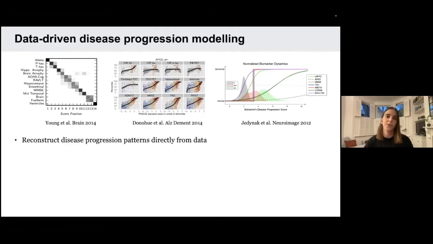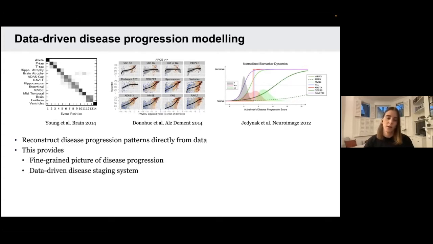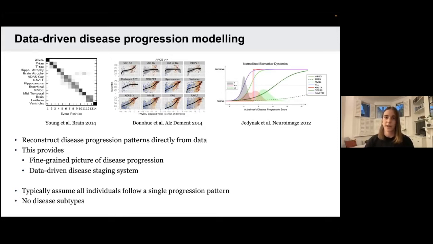So data-driven disease progression modeling is a type of unsupervised or sometimes semi-supervised learning, which aims to reconstruct disease progression patterns directly from a data set without requiring a predefined time axis. So this provides us with a fine-grained picture of disease progression, as well as a data-driven staging system that can be used to assign patients to disease stages. And to do this, disease progression models tend to assume that all individuals follow a single disease progression pattern, meaning that they can model heterogeneity in disease stage, but not in disease subtypes.